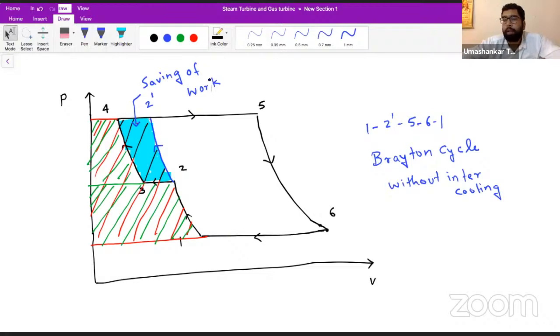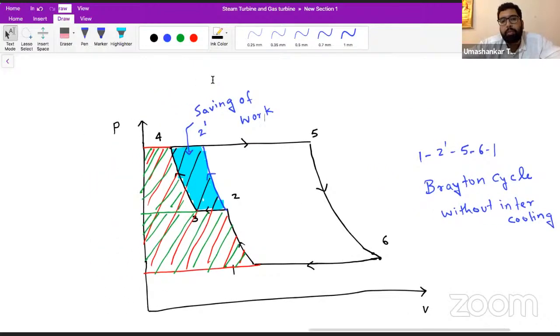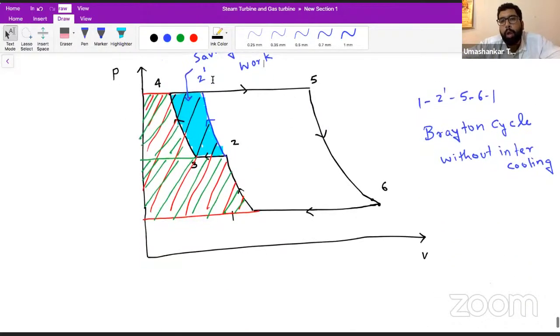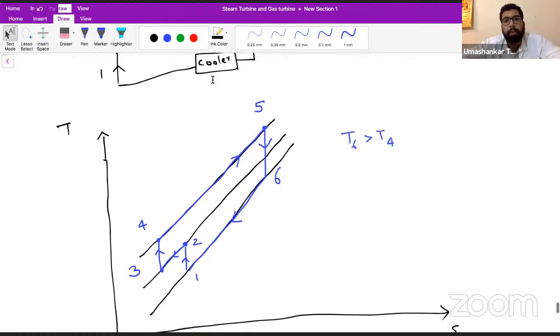Can you understand this or not? Okay. So by intercooling, we reduce the amount of work required by the compressor, and hence some saving of work is there. So our net work output certainly increases. So we reduce the work required in compression, and our net work gets increased. This is clear from the intercooling part.